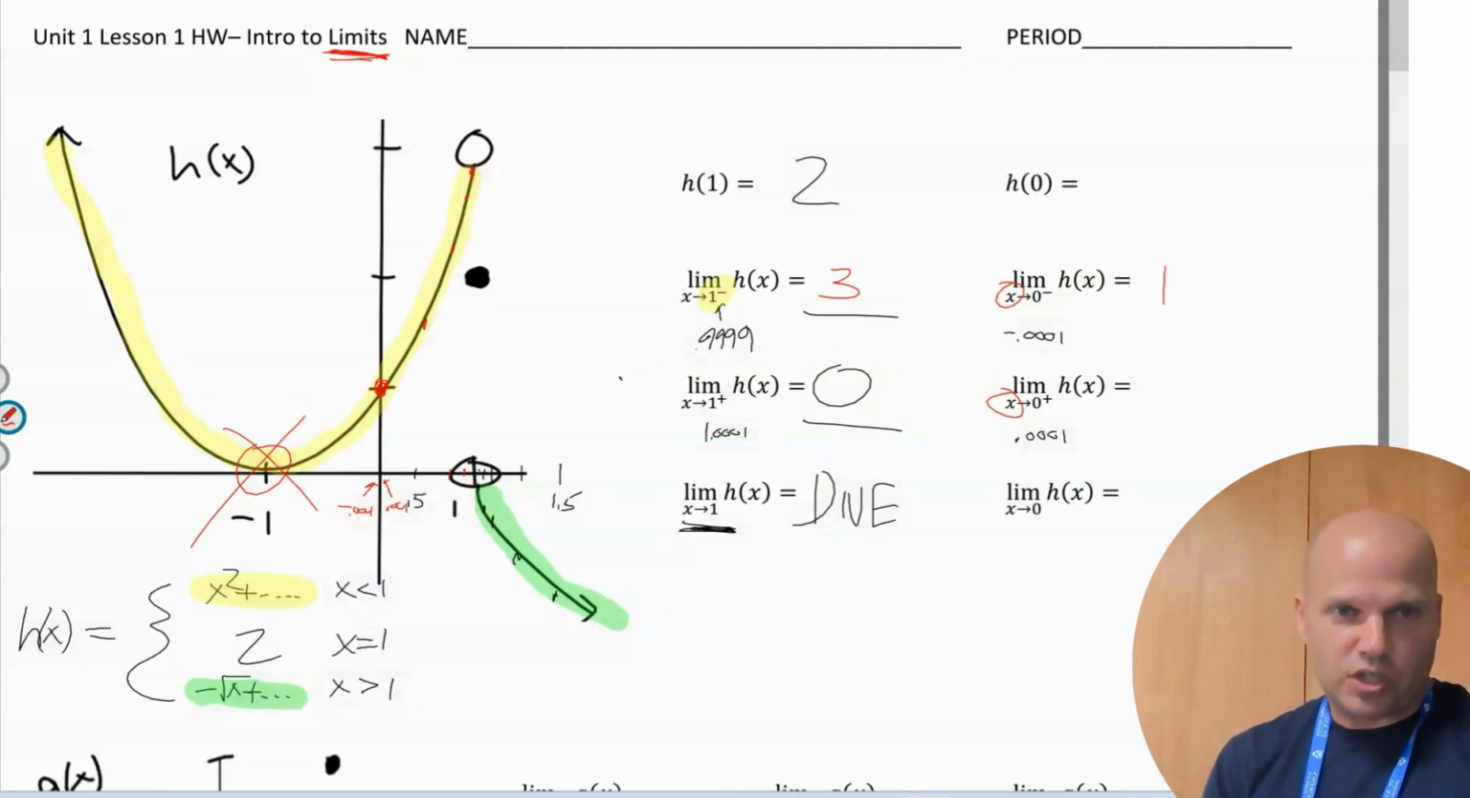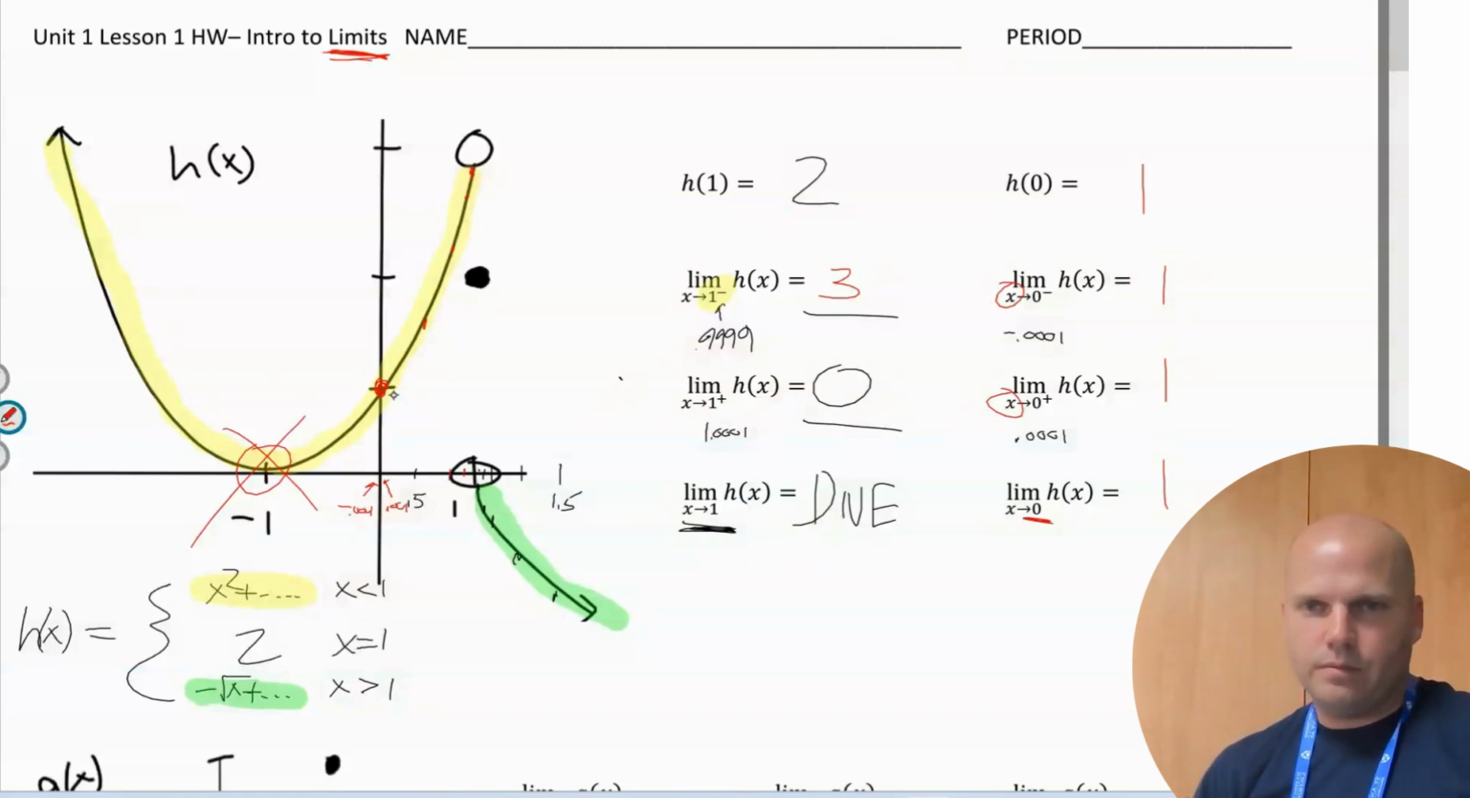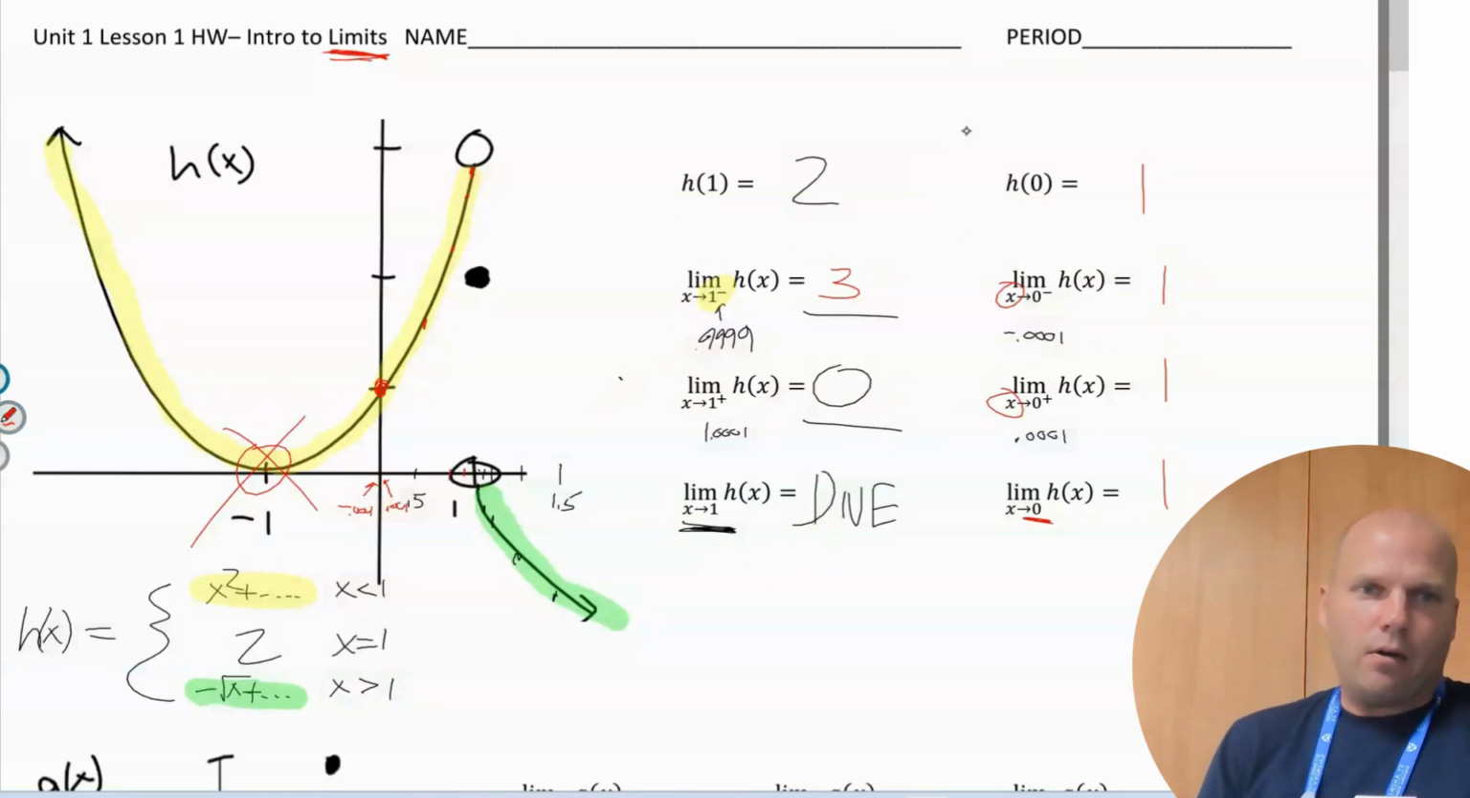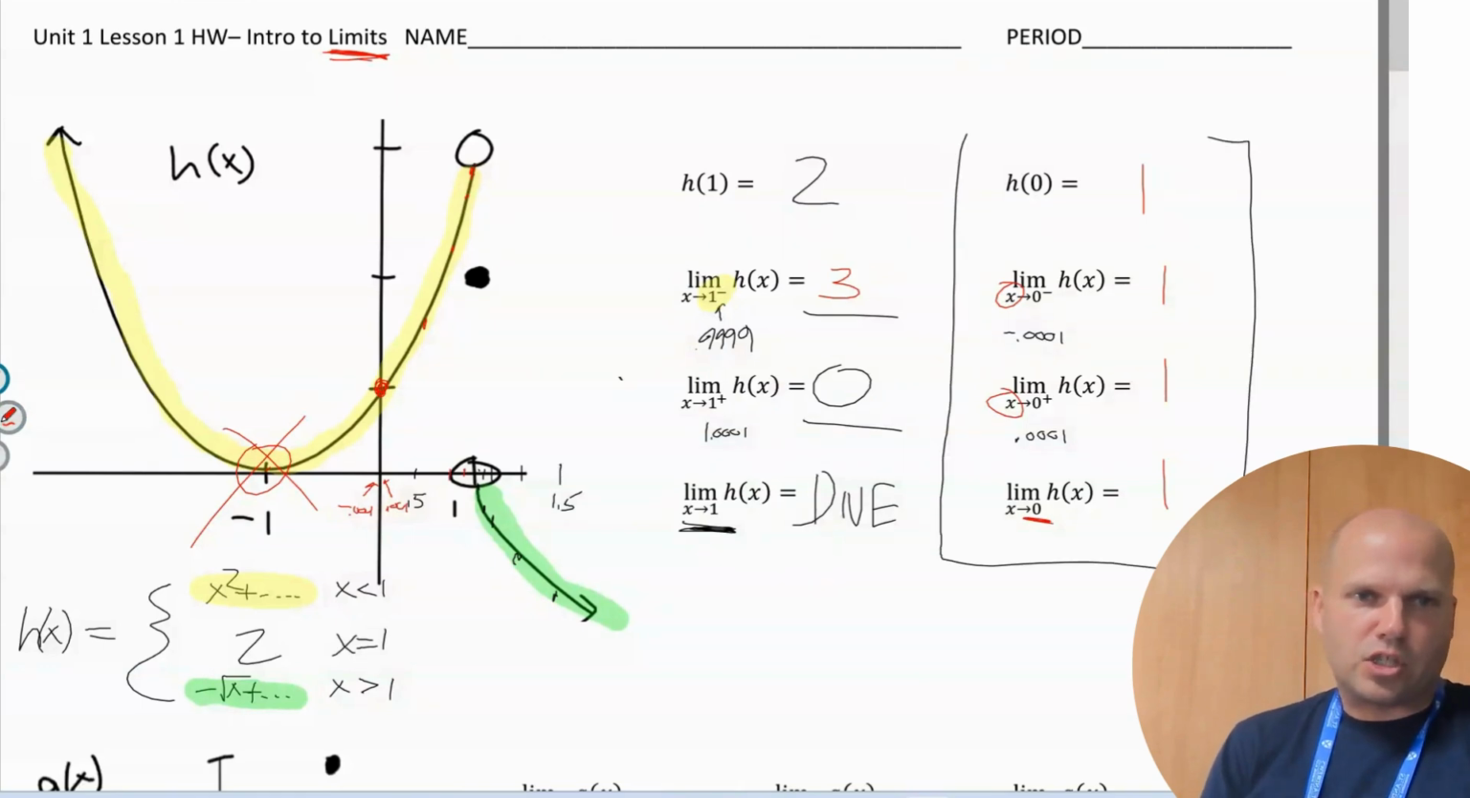So all of this is 1, this is 1. That means don't look at your graph, just look at these two answers. This is 1. And it just so happens that the point h of 0 is 1. Now, just so you know, this situation is what's typical.